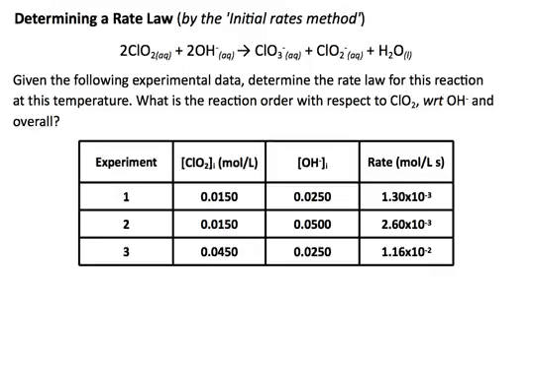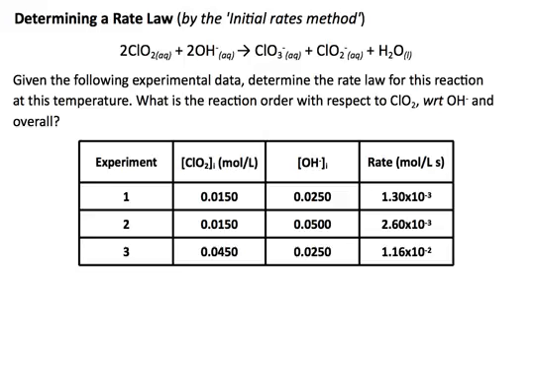So here's another question dealing with experimental data, and from this data we're going to be able to determine a rate law using the initial rates method. So we're looking at ClO2 reacting with hydroxide ion, and we don't have to worry about the products. Given this experimental data, determine the rate law for this reaction, determine the reaction order with respect to both reactants, and determine the overall reaction order. So that is the question.